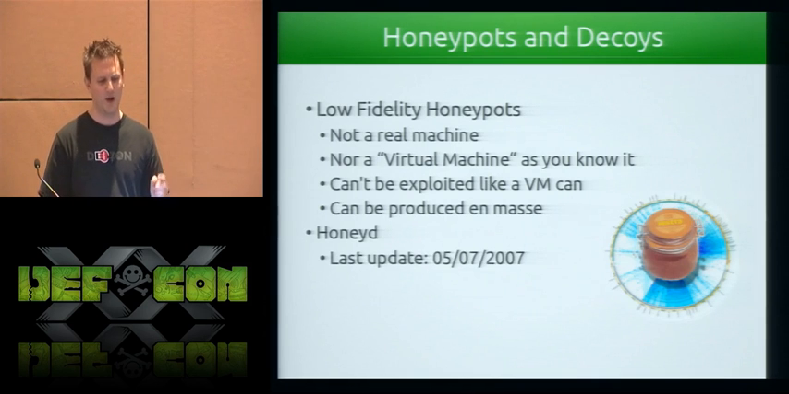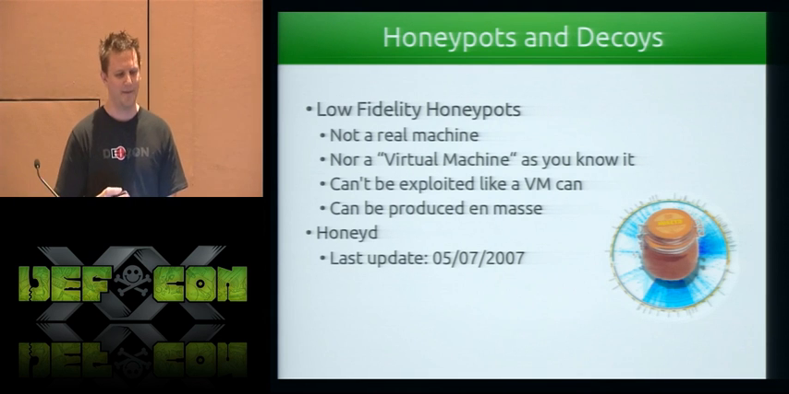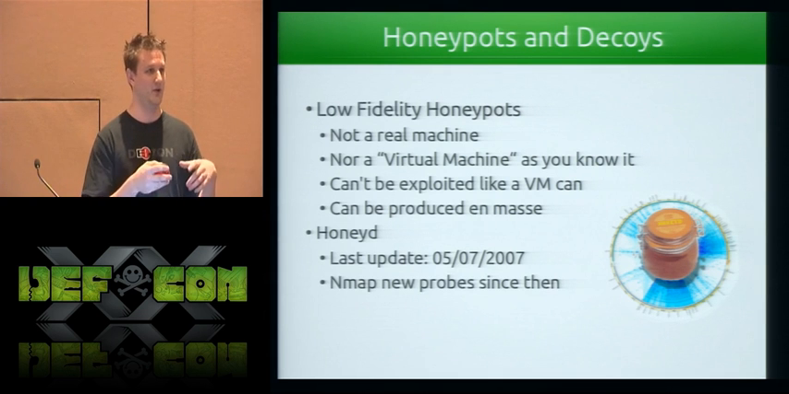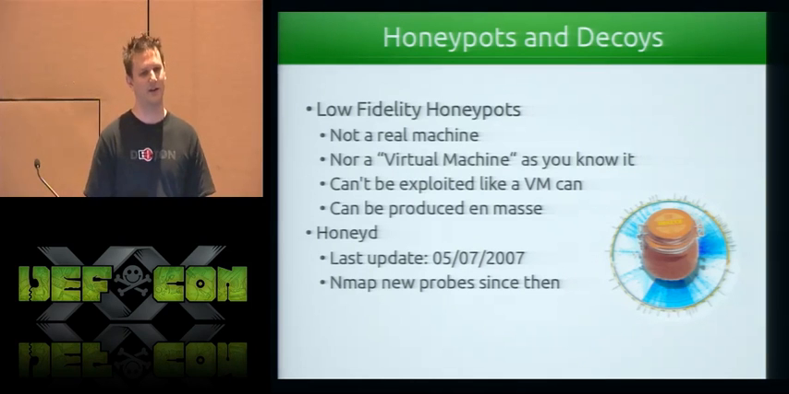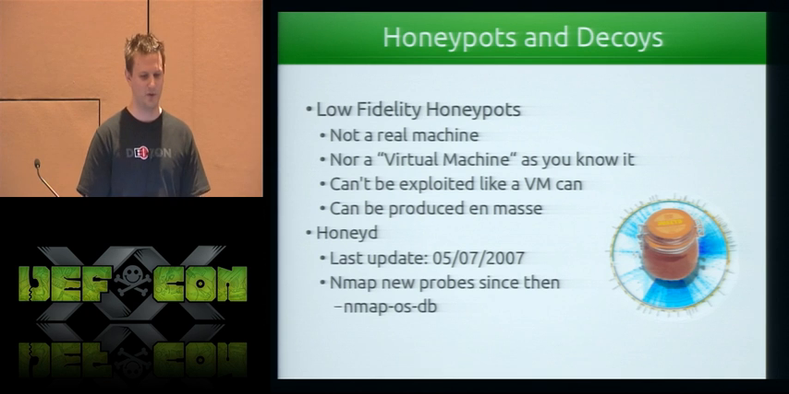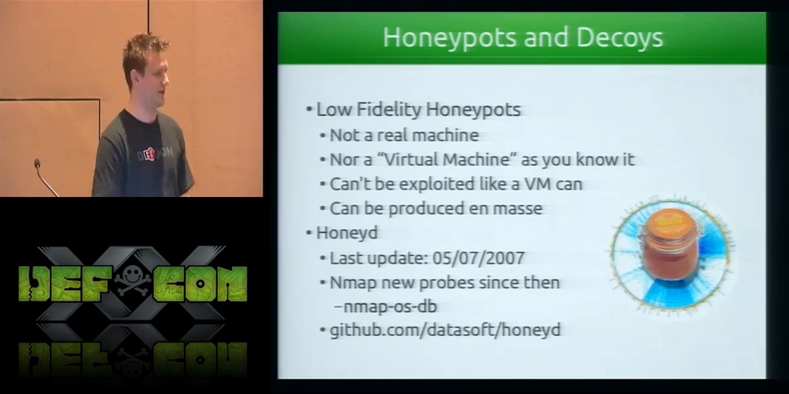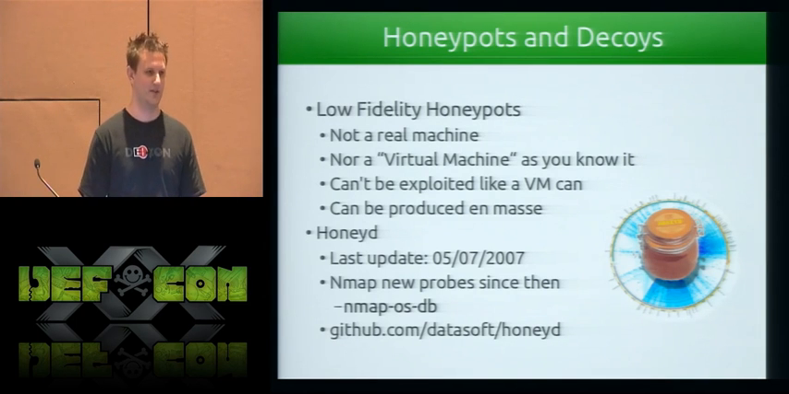So we use HoneyD. One of the problems with HoneyD, if you're familiar with it, is that it hasn't gotten an update since about 2007. That's rather a problem because since then, Nmap has put in new operating system probes, and so it completely fails at giving the right operating system. So one of the things we had to do was update that. If you go to our repository at github.com/datasoft/honeyd, you'll find an updated version of HoneyD that responds properly to the new Nmap operating system probes. So it'll work with the new versions of Nmap.